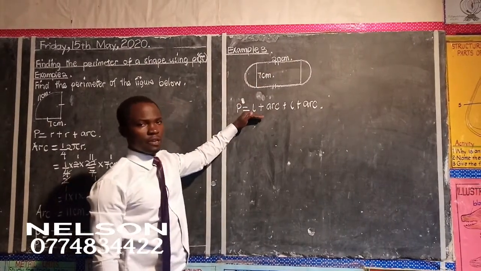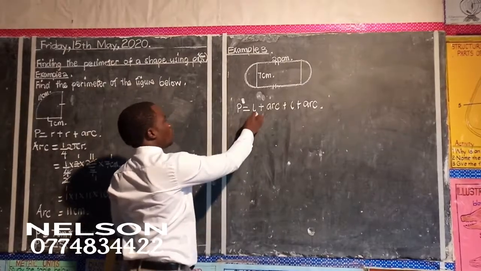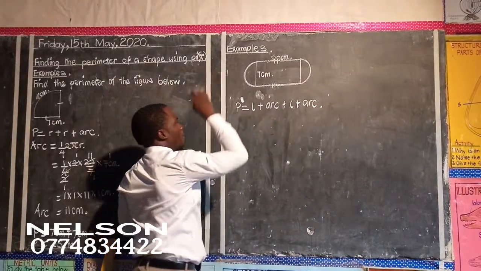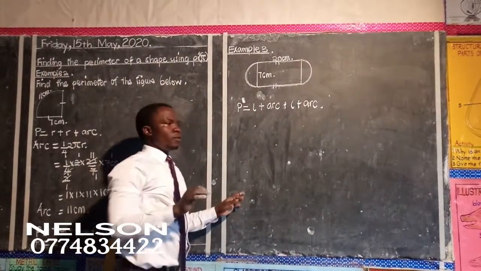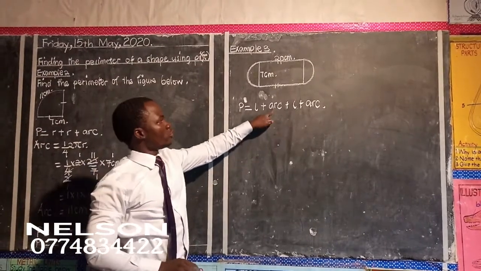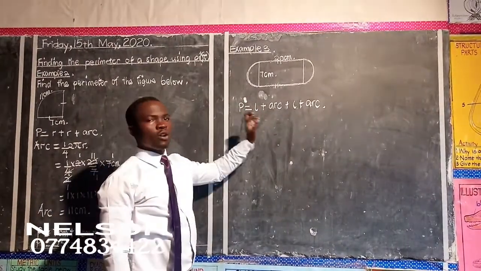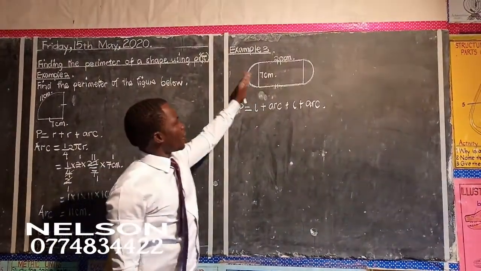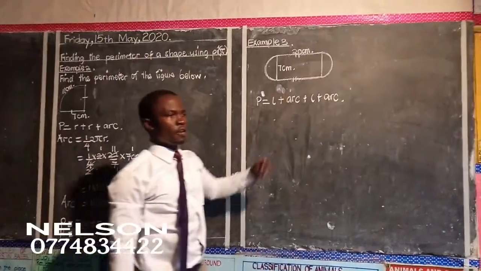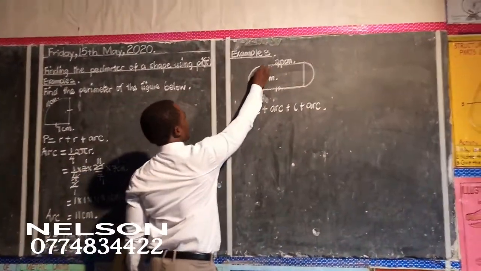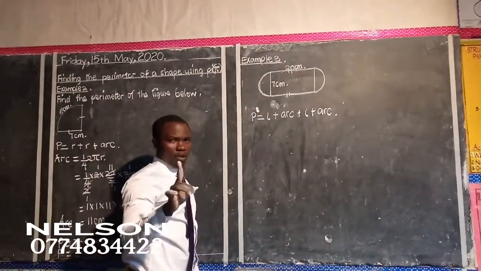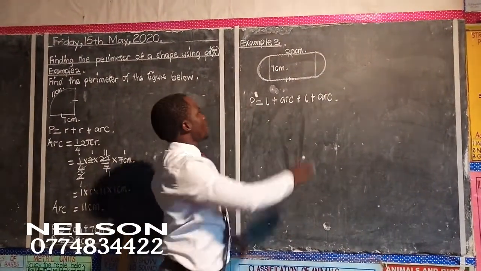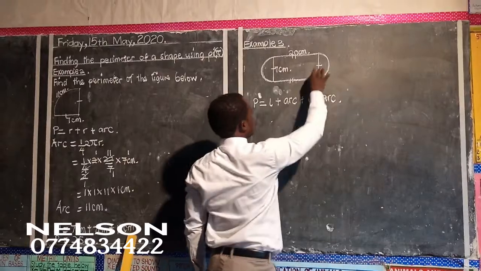So, we have the length. If this is 20, this will also be 20. But what has made us not to get the perimeter easily? We don't have the arc. So the next thing you are going to do, before you find the perimeter, first find the arc. Find this arc and find this arc before you go on and find the perimeter. So we shall begin with this arc. And remember, with this figure here, this arc and this arc are the same. This diameter and that one are the same.